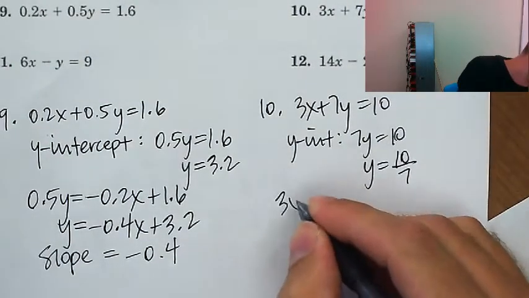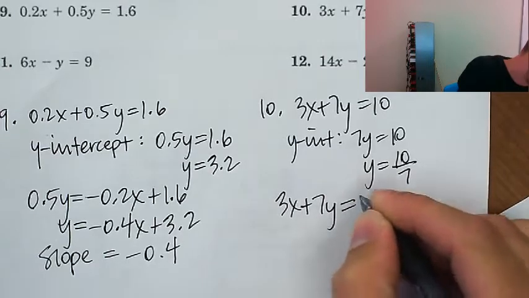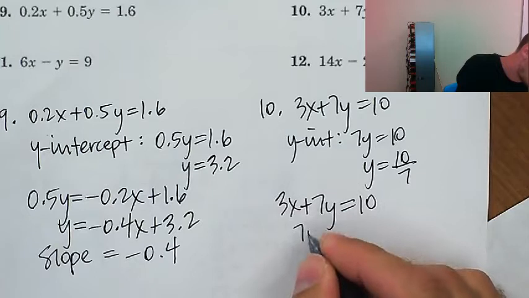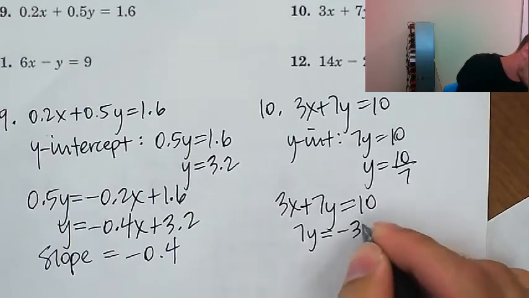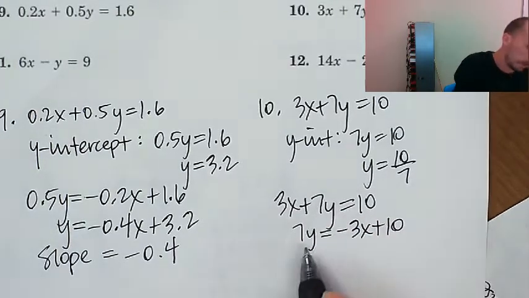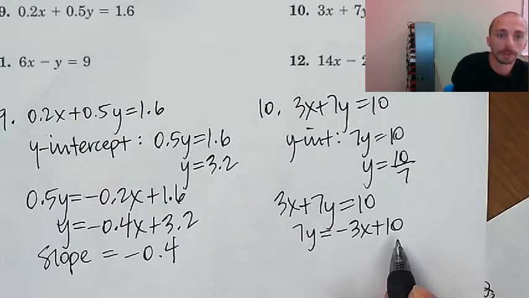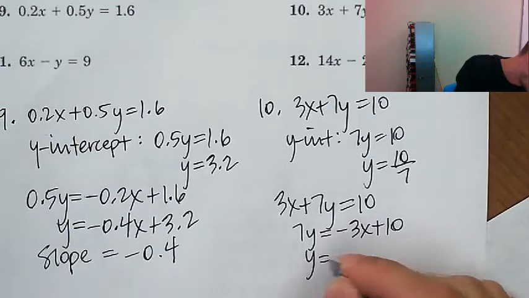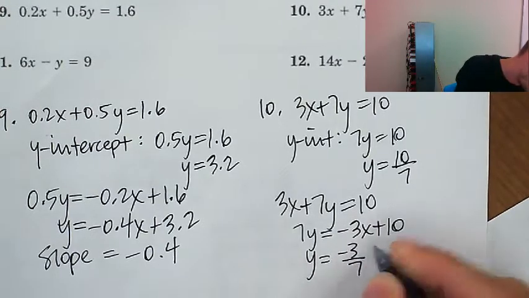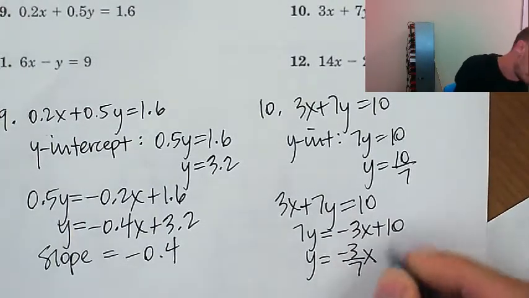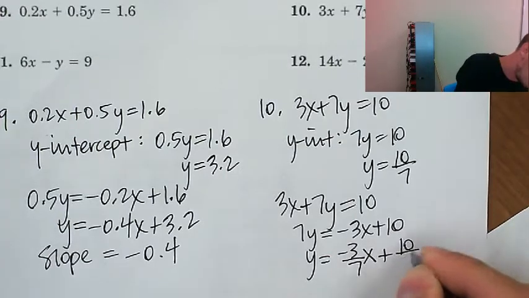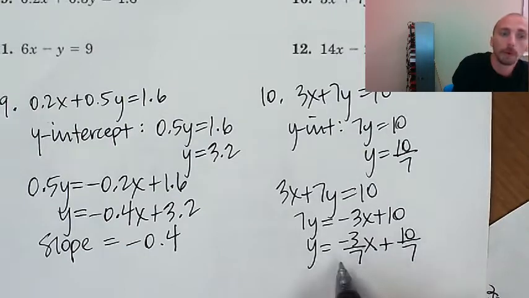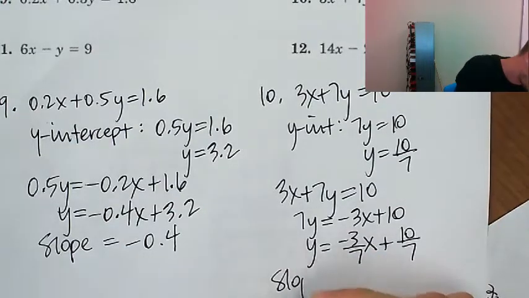And then we're going to say, 3x plus 7y equals 10, and we're going to solve for y. We're going to start by subtracting 3x, and then we're going to divide both sides of this equation by 7. We just have to remember to divide everything by 7. So 1y equals negative 3 divided by 7 times x, plus 10 divided by 7. We're seeing that 10 over 7 number again. That's good. Now we know the slope is negative 3/7.